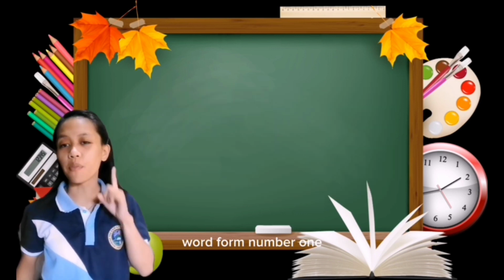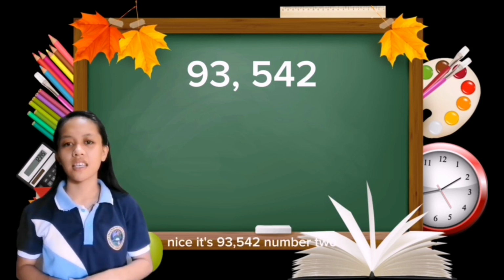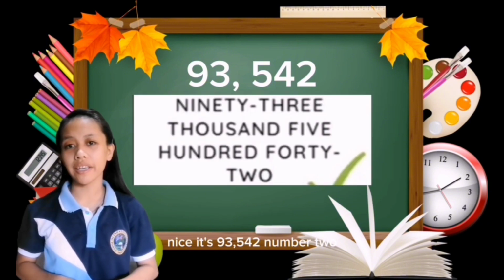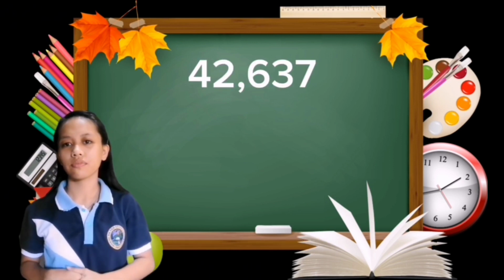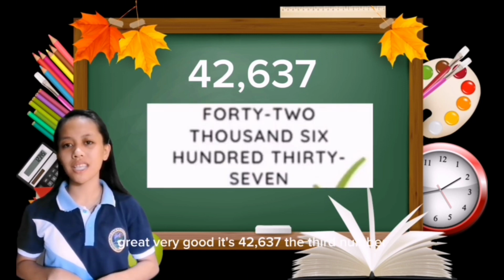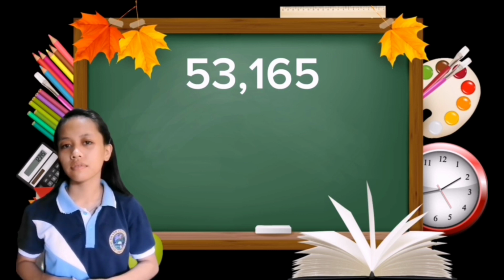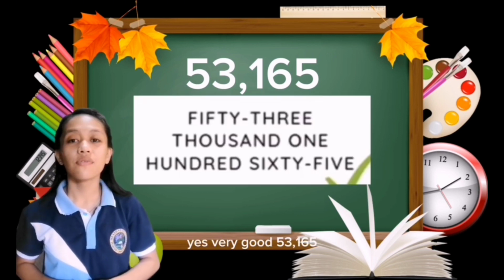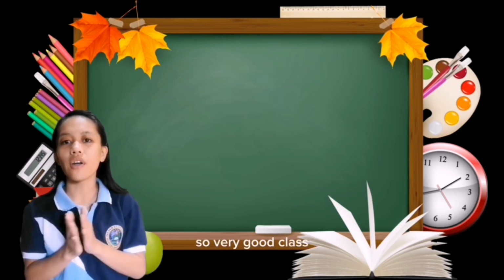Now, let's translate from standard form to word form. Number 1. Nice. It's 93,542. Number 2. Great, very good. It's 42,637. The third number. Yes, very good. 53,165. So, very good, class.